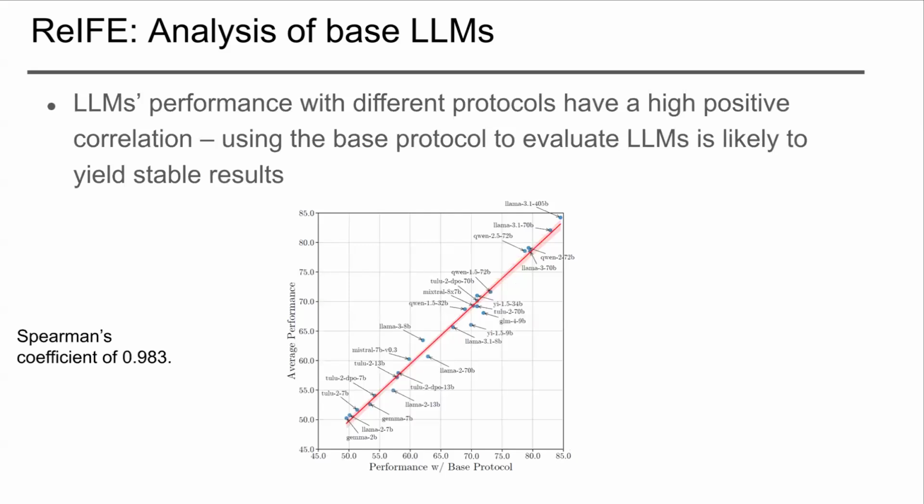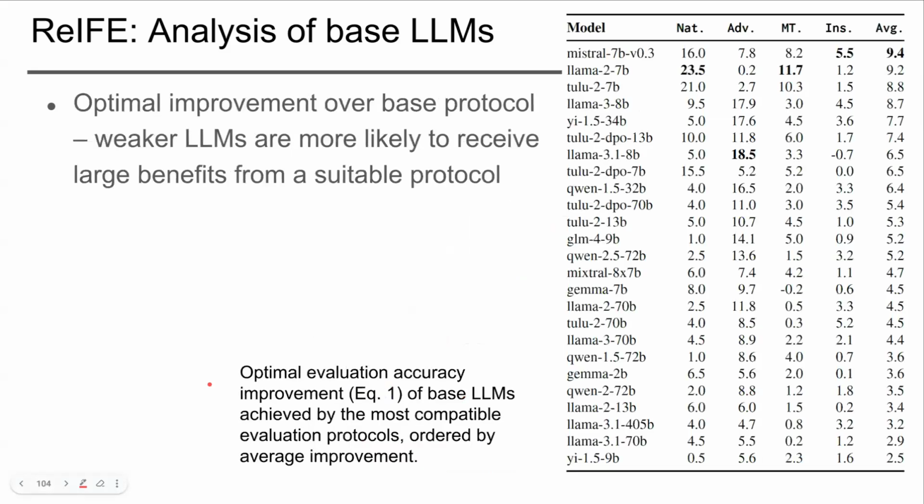And then the next thing is, it looks like the average performance across different protocols is highly correlated with the performance on base protocols. So if you don't use any of these advanced protocols and just prompt the model to say which one is better, and if that performs very high, then you can get a sense of what the performance is on average if you use different protocols. And the correlation is very high, it's 0.98.